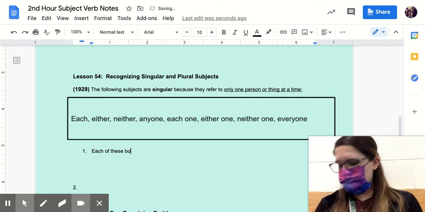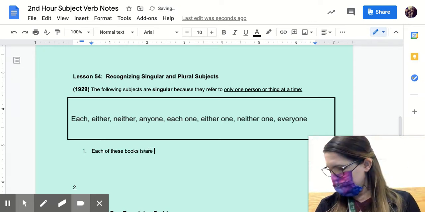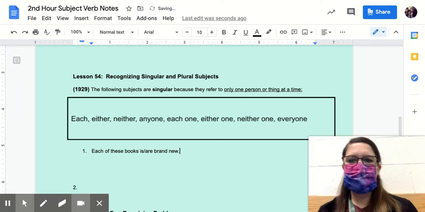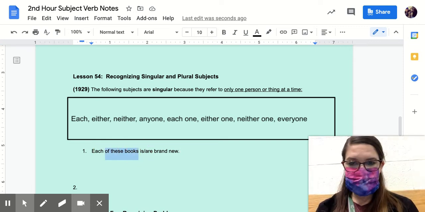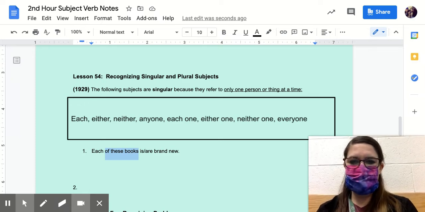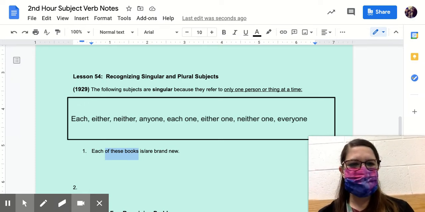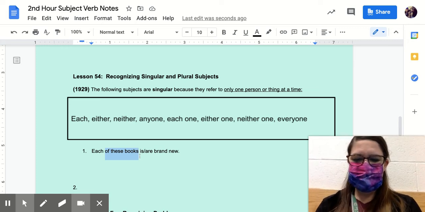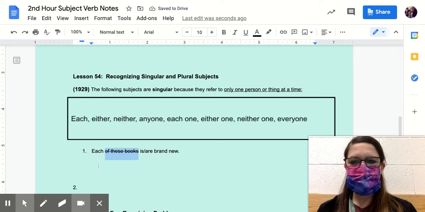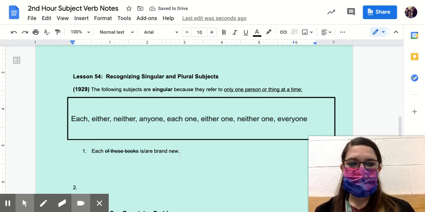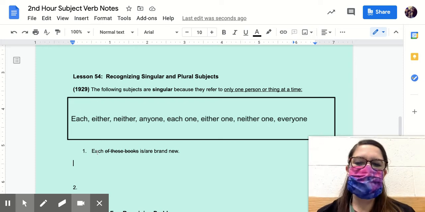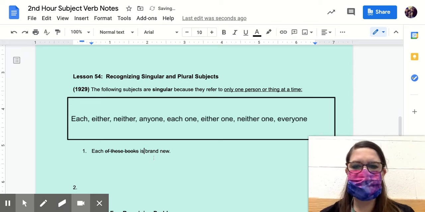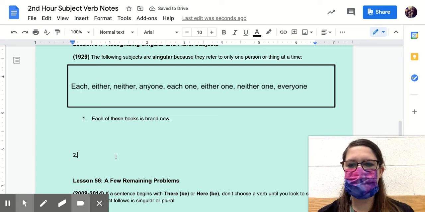So, for example, each of these books is or are brand new. We start by looking for prepositional phrases. We see the preposition of, and then of what? Of these books. So we can get rid of that. So anyway, each is or are brand new. The word each, that's our subject here, is singular, so we need our singular verb. Singular verbs end in S, so it'll be is. Each of these books is brand new.